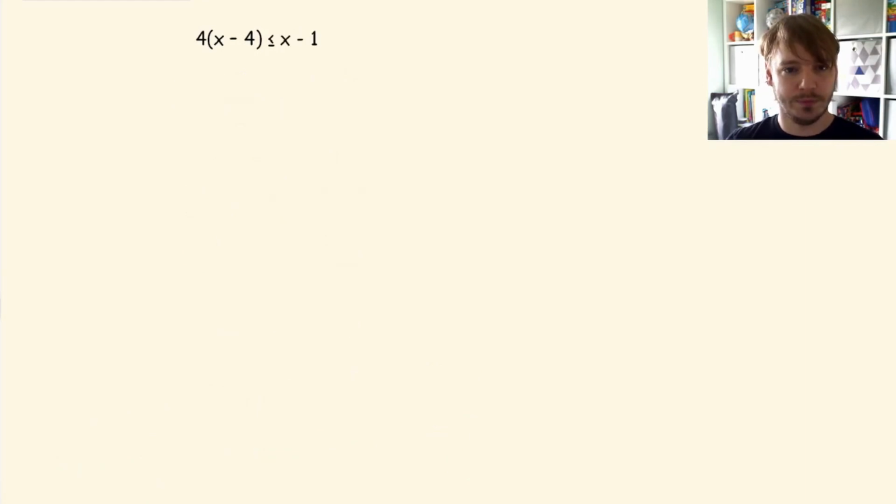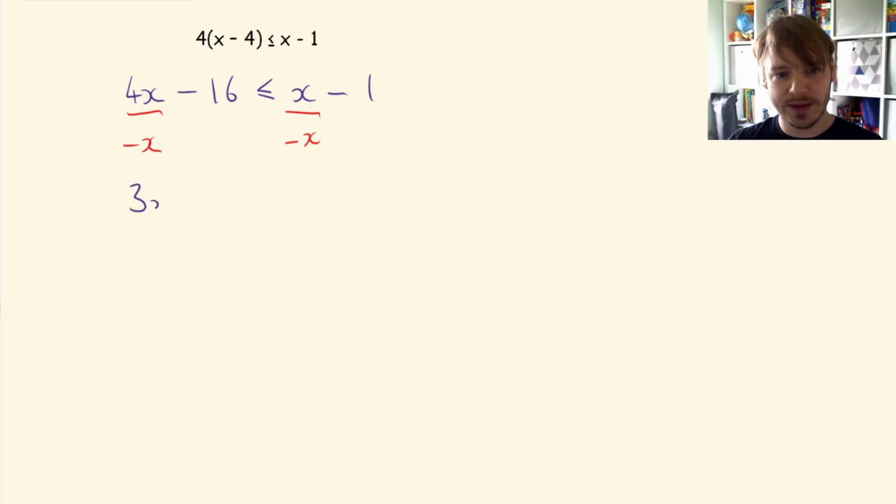Final example. This time I've got brackets and an x on both sides, but actually it's not super hard. Job number 1, expand the brackets. So 4 times x is 4x, and 4 times negative 4 is going to be negative 16. I'm going to keep my symbol there, and I'm going to keep the right hand side the same, no changes. The next thing I want to do, just like I did with those linear equations, is I want to get rid of the x on one of the sides, and I want to get rid of the smaller amount. So I'm just going to take away this smaller x, take away x. 4x take away x is 3x.